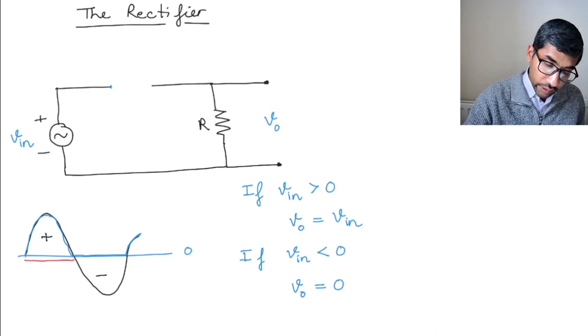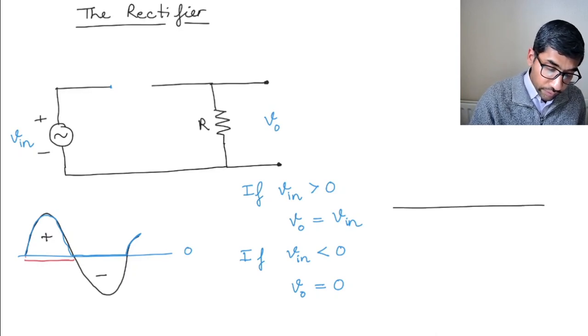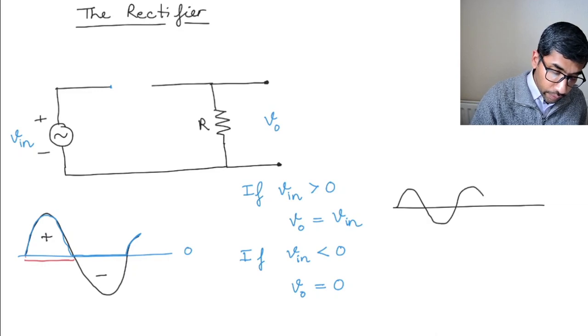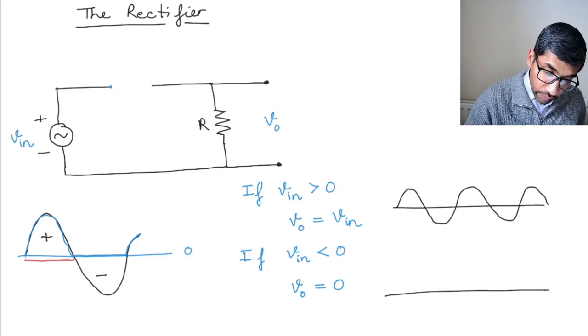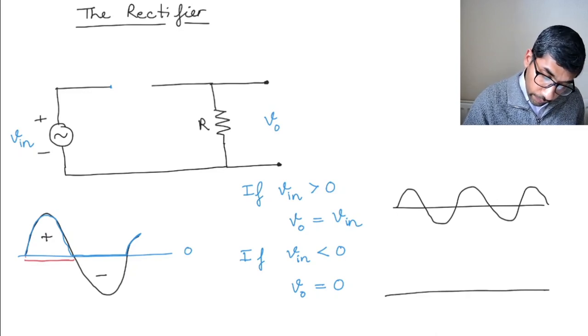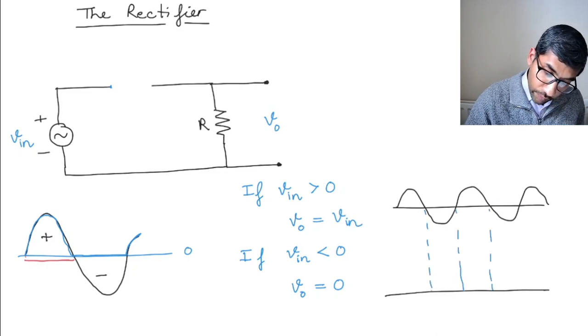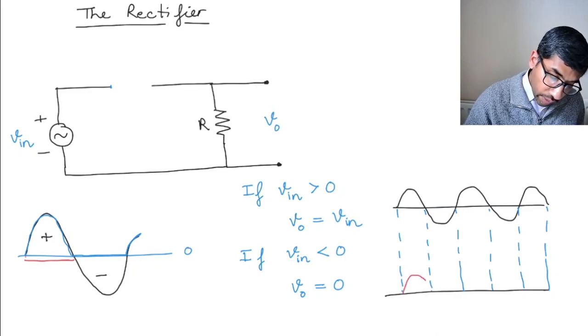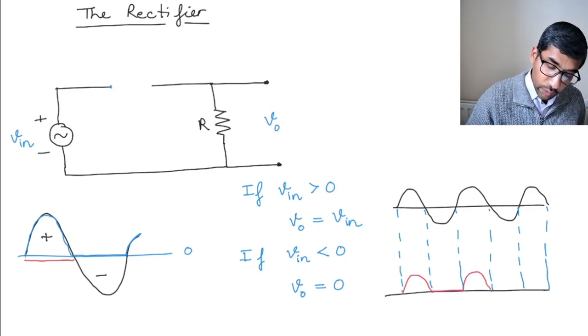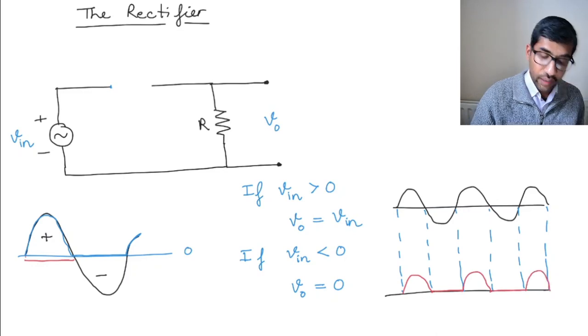So let's draw the input and the output again. If this is my input, my output is going to look like this. Let me draw it with a different color, and let's mark the points. What we get is, in the positive cycles of V in, you get V out exactly the same, and then 0 here, then equal to V in, 0, equal to V in, and so on and so forth.